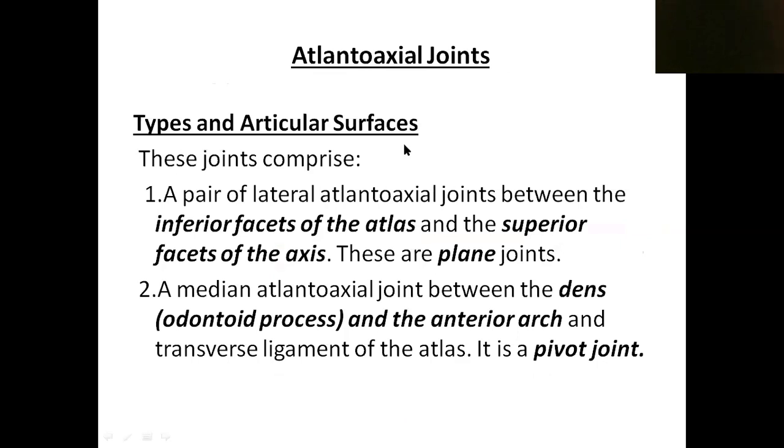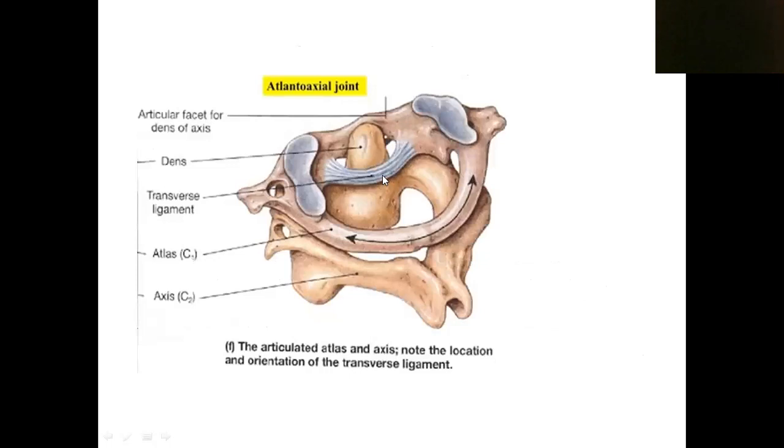Type and articular surface. See, there we can see basically three joints. Okay, what are they? A pair of lateral atlanto-axial joints and one median atlanto-axial joint. A pair of lateral atlanto-axial joints means here we are having two joints, right and left lateral atlanto-axial joints. Then one is in the midline, the median atlanto-axial joint. We'll see. See here in the midline, where we can see a joint.